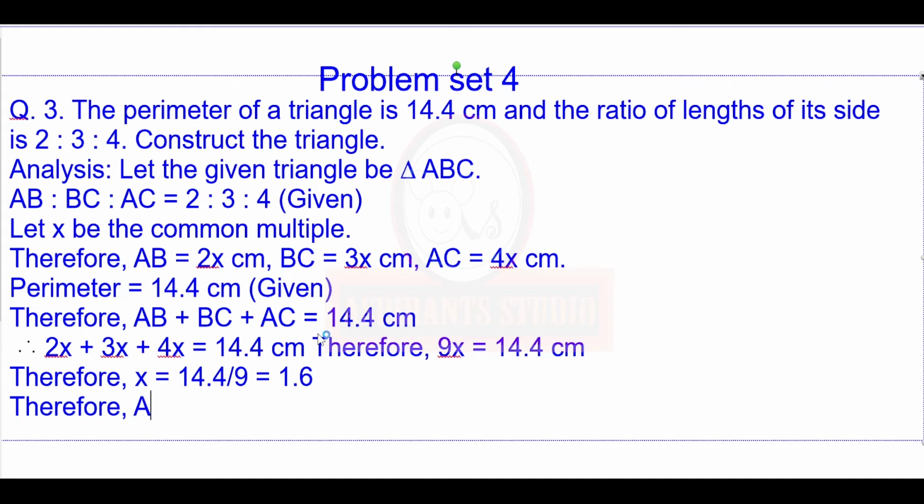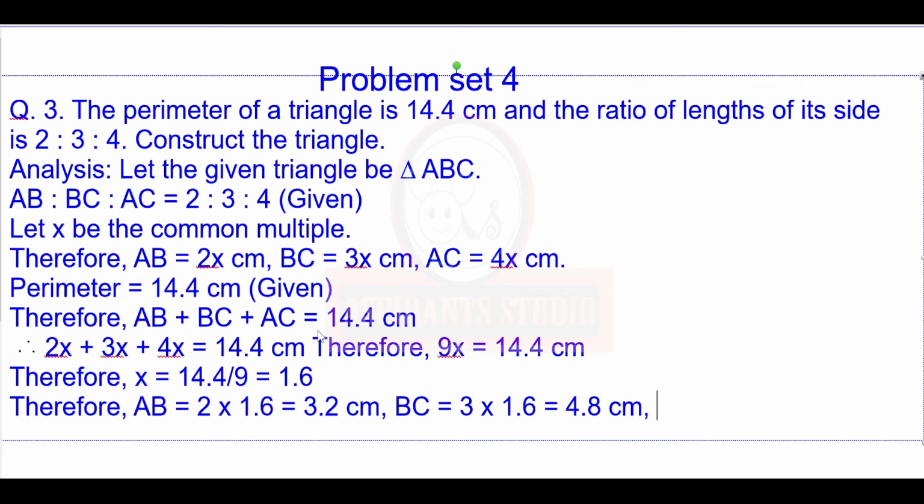We know AB is equal to 2x centimeters, BC is equal to 3x centimeters, and AC is equal to 4x centimeters. So instead of x, you can substitute 1.6 everywhere. So you'll get AB is equal to 2 multiplied by 1.6, that is equal to 3.2 centimeters. BC is equal to 3 multiplied by 1.6, that is equal to 4.8 centimeters. And AC is equal to 4 multiplied by 1.6, that is equal to 6.4 centimeters.